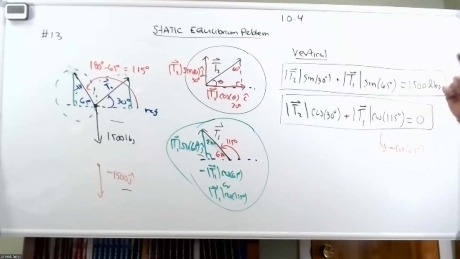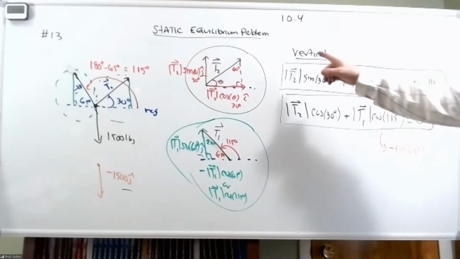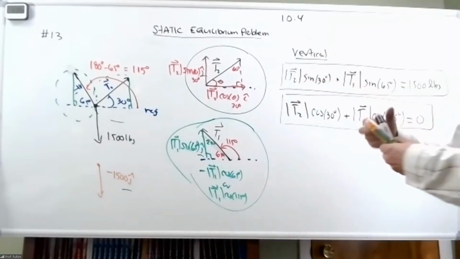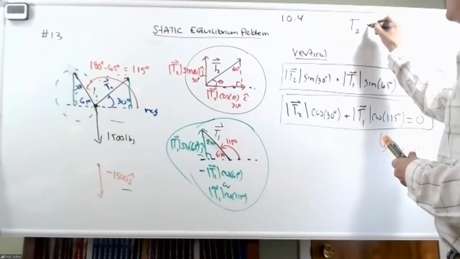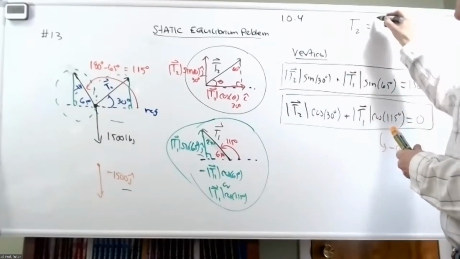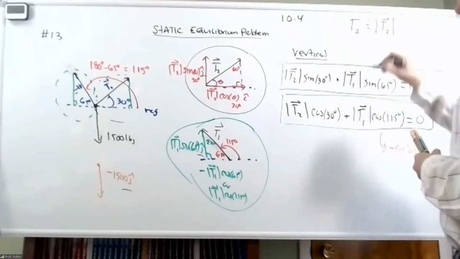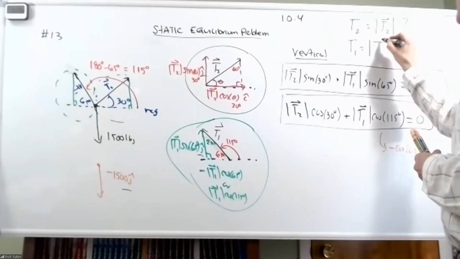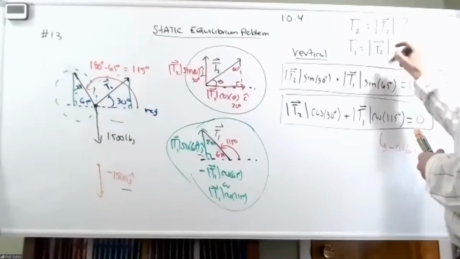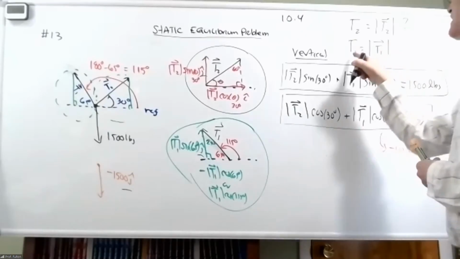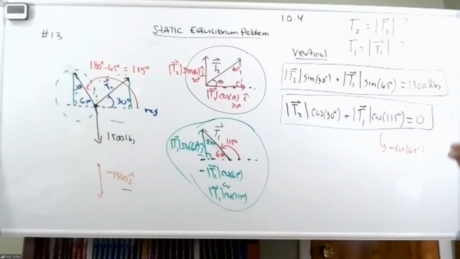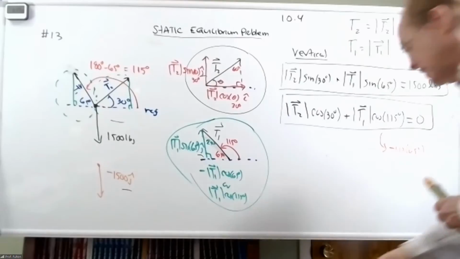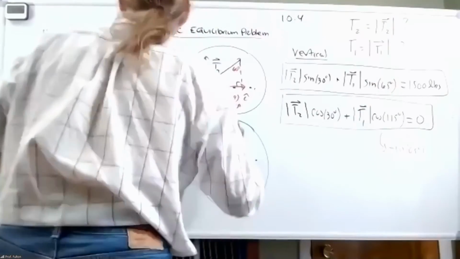So what are my unknowns? I don't know the magnitudes. What I wanted in the very beginning was the tension in cable 2, which is nothing more than the magnitude of vector T2. That's an unknown. The tension in cable 1 is nothing more than the magnitude of vector T sub 1. Both of those are my unknowns, like an X and a Y. So I have a system of two equations that I would like to solve.